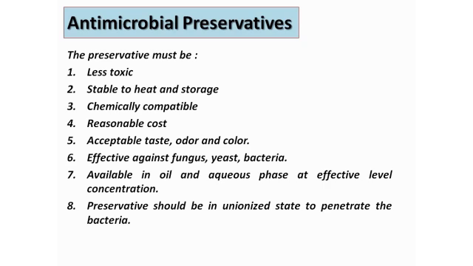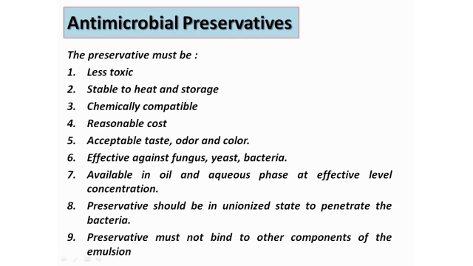Why should it be in the unionized state? Because if it is in the ionized state, the preservative cannot pass through the bacterial cell wall or bacterial membrane, right? So if anything is to pass through the bacterial cell wall, it should be in the unionized state, because the cell wall is made up of lipid. Clear? The next concept: the preservative must not bind to another component of the emulsion and form clogs. It should remain as it is, right? So these are the ideal characteristics of an antimicrobial preservative.